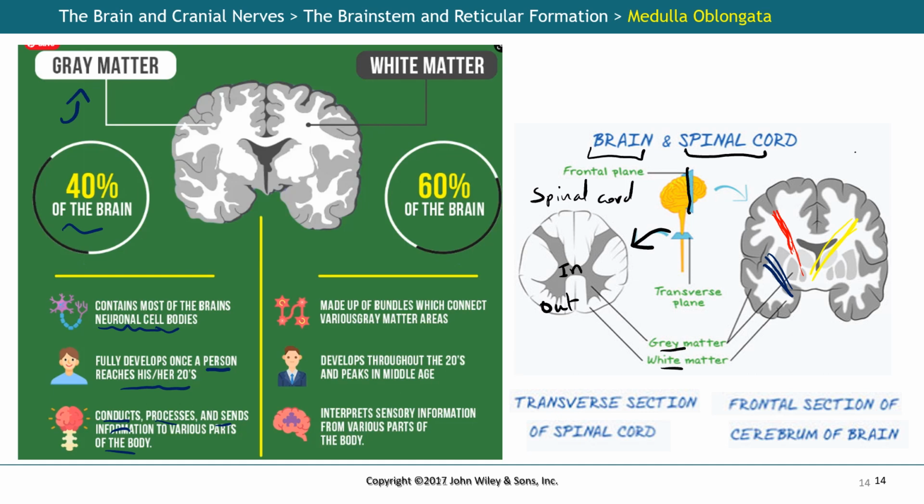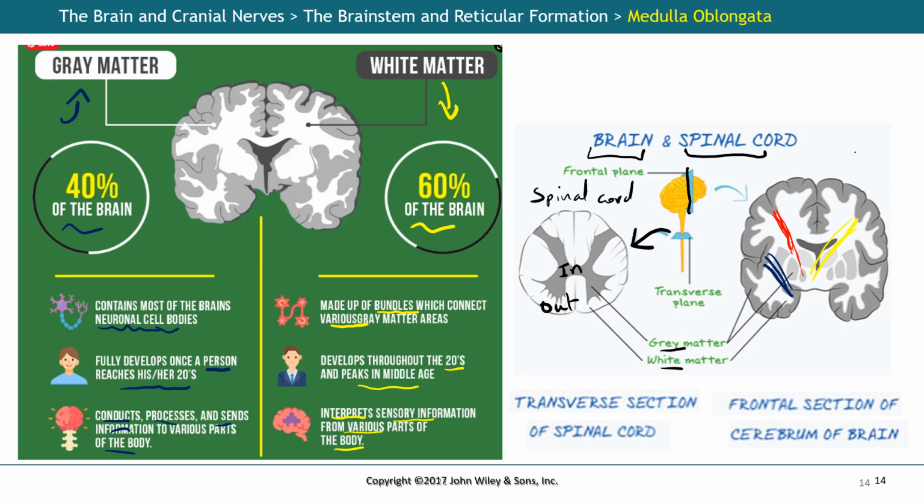On the other hand, the white matter is going to do something different. It represents around 60% of the brain, and is made up of bundles that connect various areas. So I showed you all these bundles, all these tracks of axons, and they develop through the 20s and peak in middle age, so it develops later. And this one is in charge of interpreting sensory information from various parts of the body. So they definitely have two different functions.